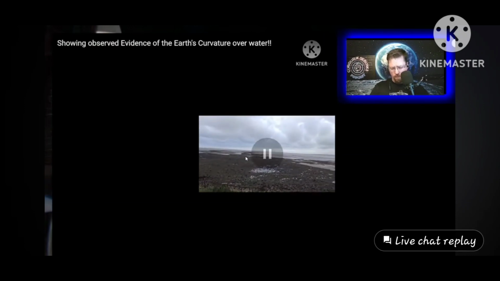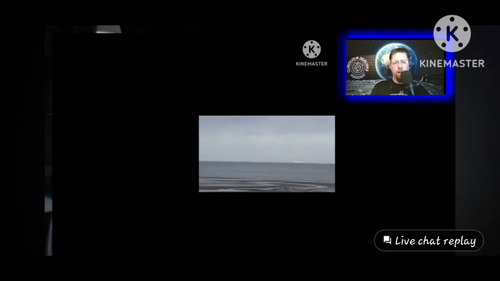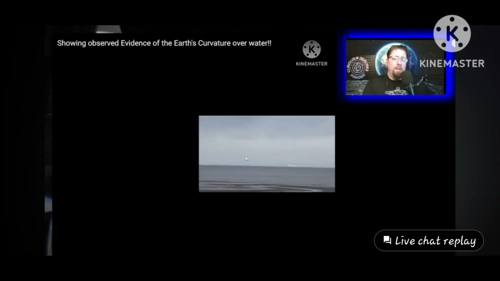Yeah, that's off in the distance there. You can see the houses. Alright, so this is an observation I did myself, something that flat earthers don't like to do.